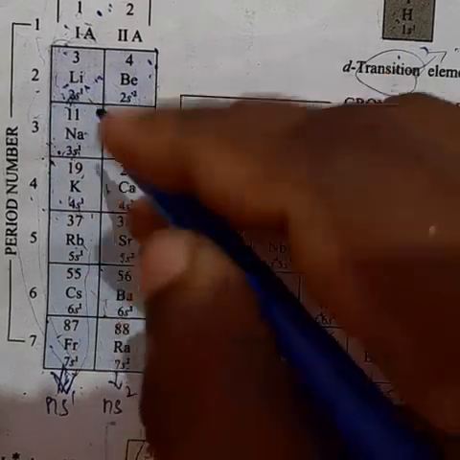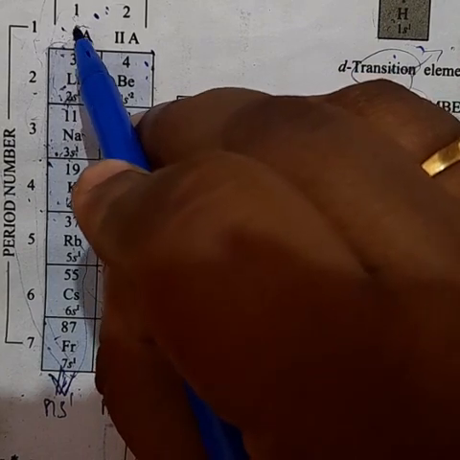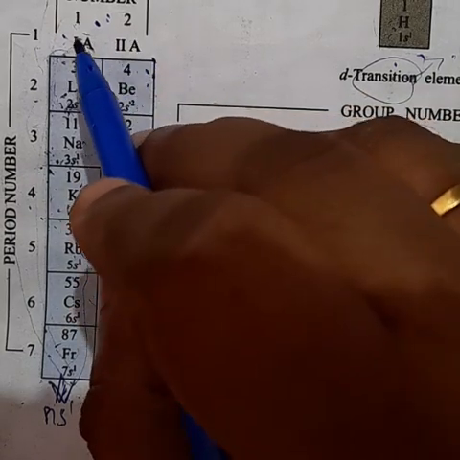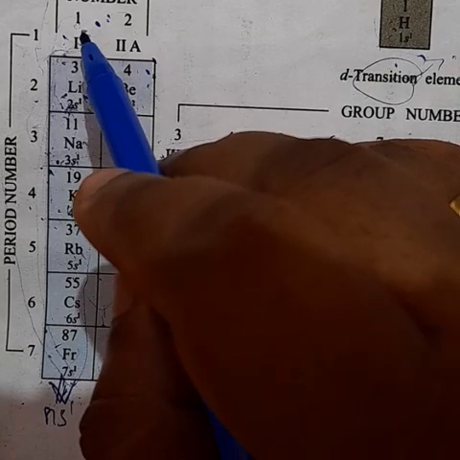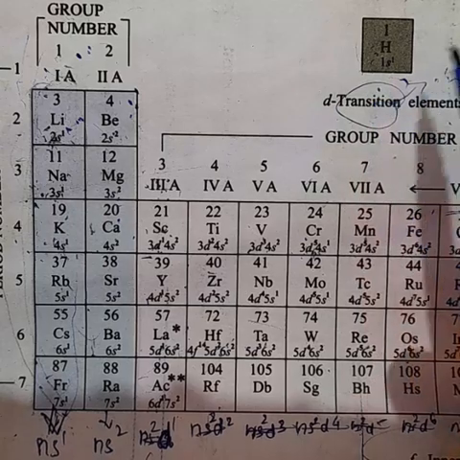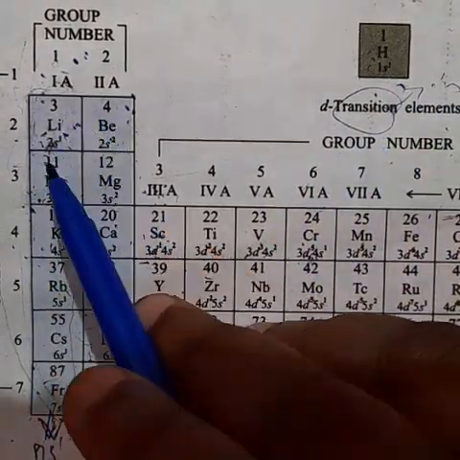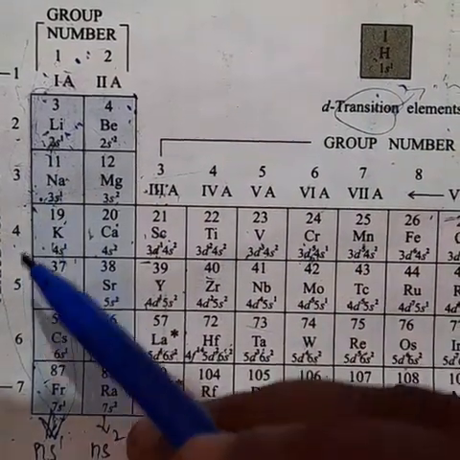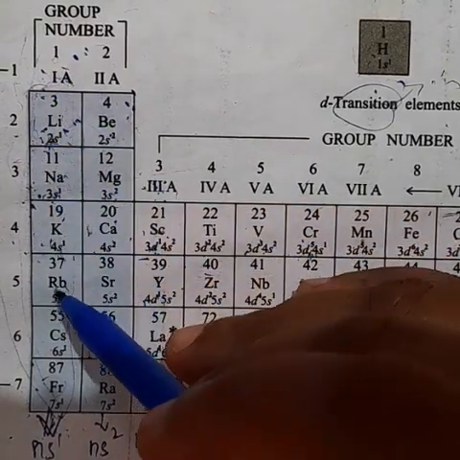Hydrogen, it is placed here, because its configuration is 1s1. The first electron occupies the 1s orbital. So this is the place, but hydrogen forms isotopes, and its properties may differ from the other elements of the s block. So hydrogen is placed here. Okay, understood? These are the group 1 elements: hydrogen, lithium, sodium, potassium, rubidium, cesium, francium.